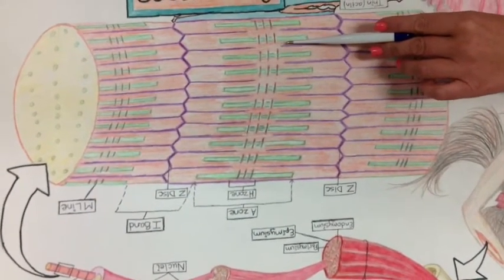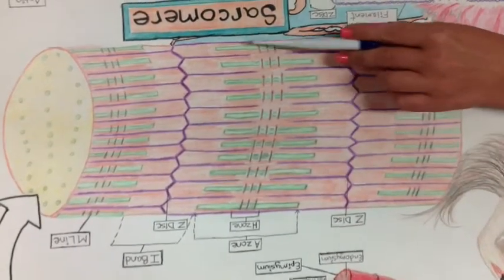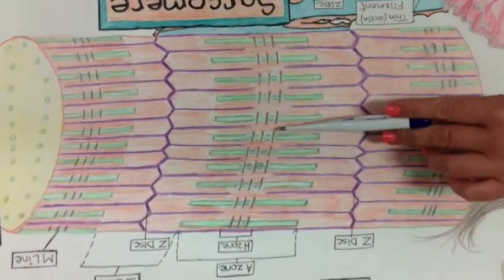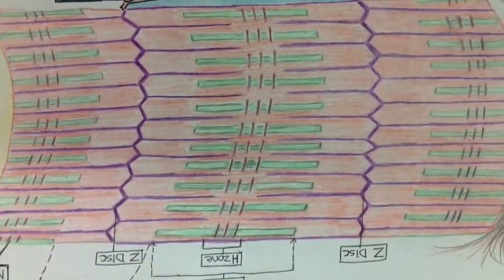and thus the muscle. The H zone sits right in the middle of the A zone, and this is the portion where the actin and the myosin do not overlap. Also, the H zone is not visible when the muscle is fully contracted.